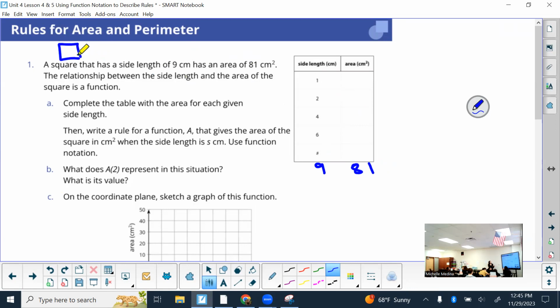All the sides are the same. So if one side length is 9, that means all the side lengths are 9. How are they going from 9 to 81? What math are they doing? 9 times 9. So now you fill in, based on what we know, the area when the side length is 1, when the side length is 2, when the side length is 4, and then eventually when the side length is s, what would my area be? All right, do that.